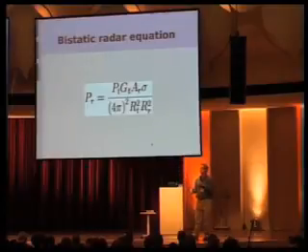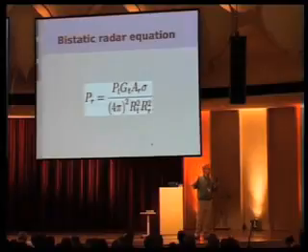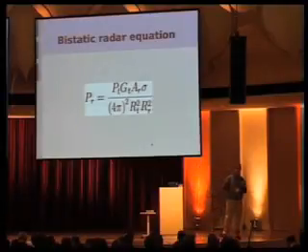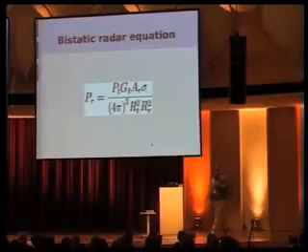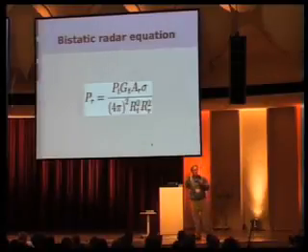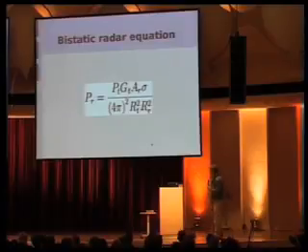Sigma is what they call the radar cross-section of the target, and it has units of square meters. The bigger the target is, the more power gets reflected back, which makes sense. You have a huge object, a 757, that's easier to see than some little Cessna or something. And then those are the two path lengths.